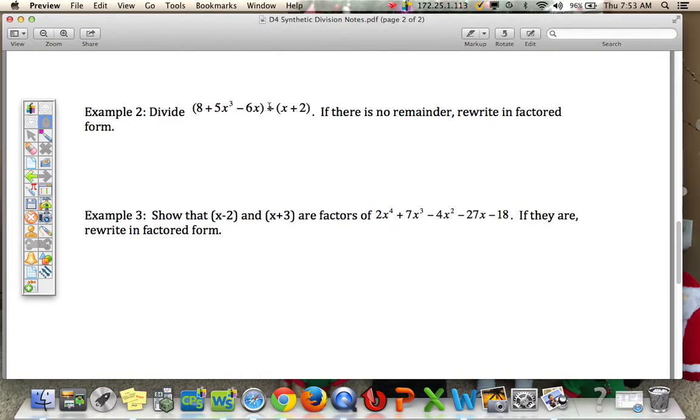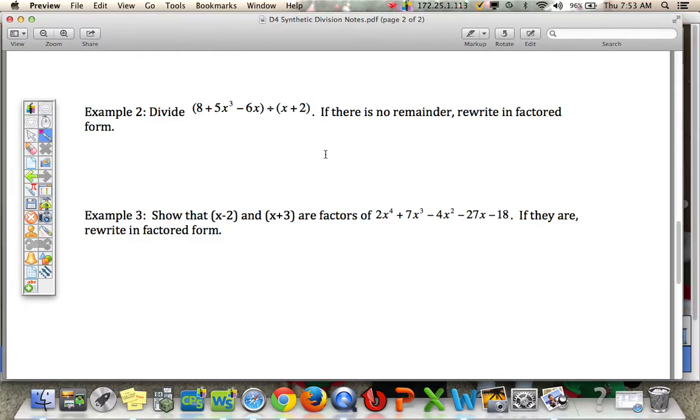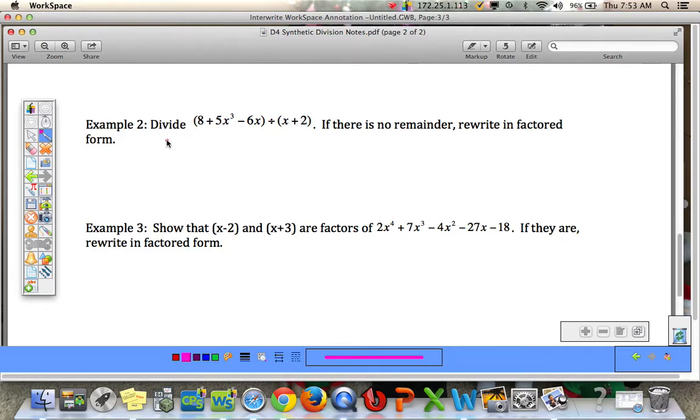Divide this polynomial by x plus 2. If there's no remainder, write in factored form. So first step, find the 0. So x plus 2 is the factor, the 0 is 2. Make your upside down box.